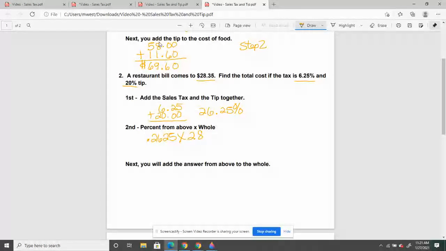Sorry, guys, got ahead of myself. 28.35. And when we multiply those two together, we get $7.44. And then you're going to come down here and add that answer to the amount of the bill, the first amount, which is $28.35, plus the $7.44, and you're going to get $35.79. That is the total that you paid in that restaurant for that meal.